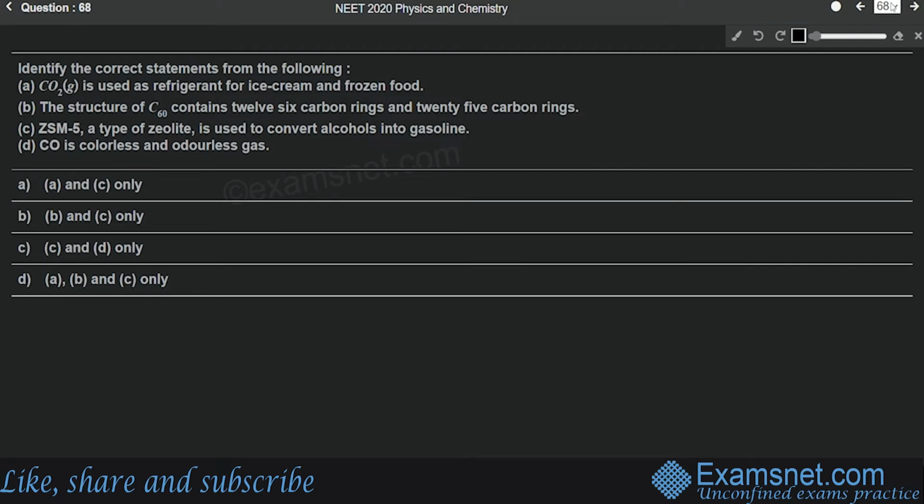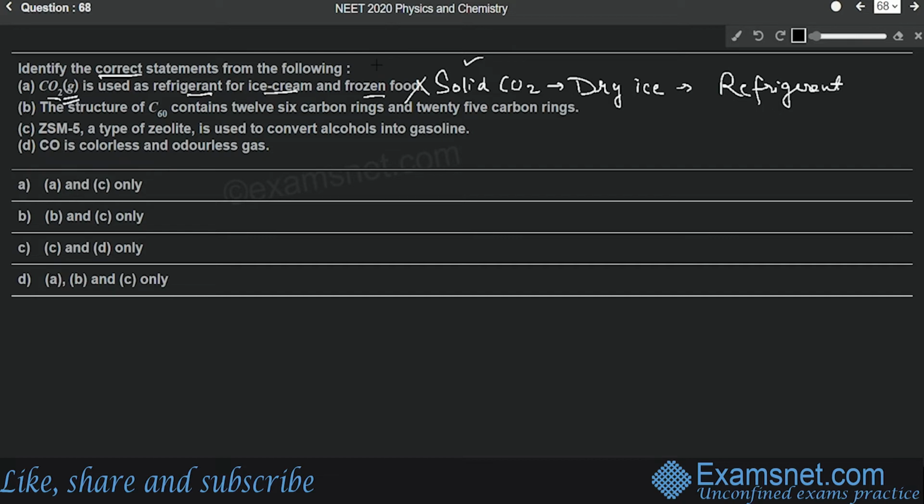Question number 68 is from the P block elements, and the question is: identify the correct statements from the following. The first statement is carbon dioxide is used as refrigerant for ice cream and frozen food. We know that solid carbon dioxide is also known as dry ice because it is used as a refrigerant. But here it is given that the carbon dioxide is in the gaseous phase. You can see G written in bracket. It means gaseous carbon dioxide. We know that gaseous carbon dioxide is never used as refrigerant. Only solid carbon dioxide can be used. So this statement is an incorrect statement.